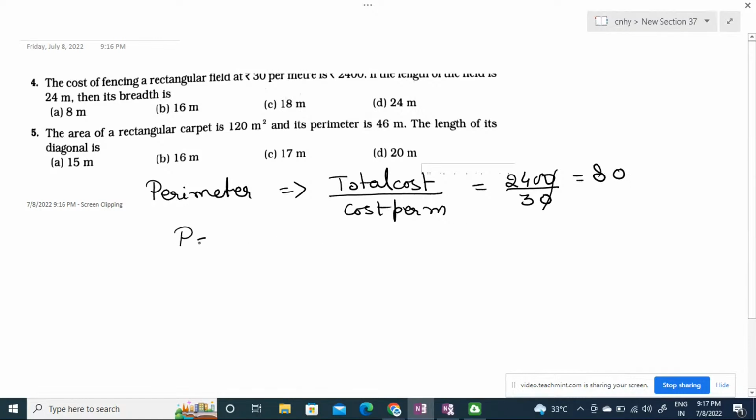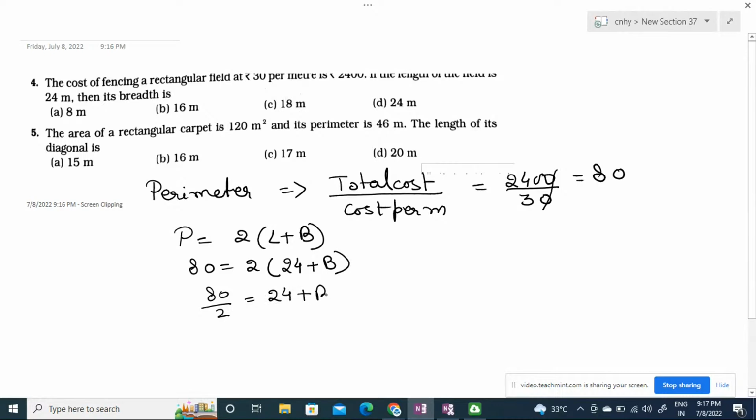Now formula for the perimeter is 2 into L plus B. So it is 80, it is 2 into length plus breadth. Length of the field is given as 24, breadth is unknown. So 80 is 2 into 24 plus B. 80 by 2 is 24 plus B. 40 is 24 plus B. B is 40 minus 24. So B is 16. Breadth is 16. Okay.